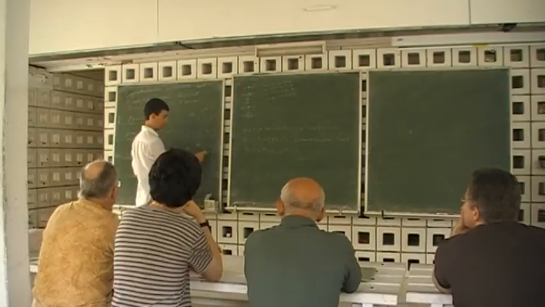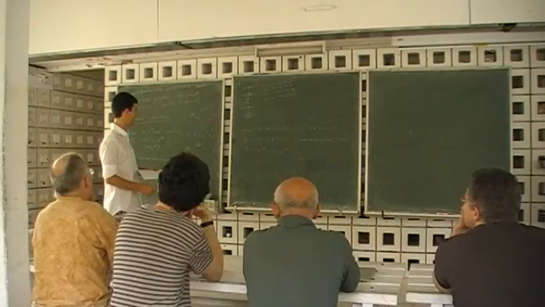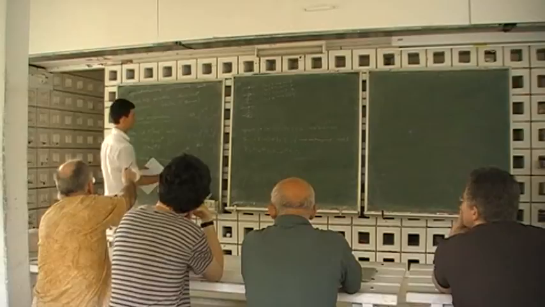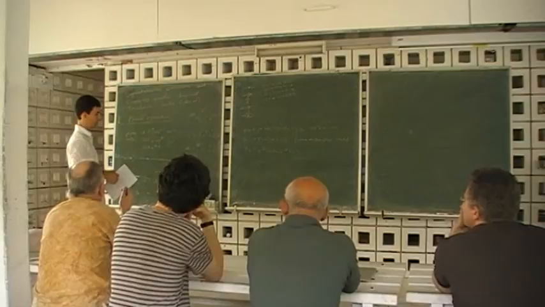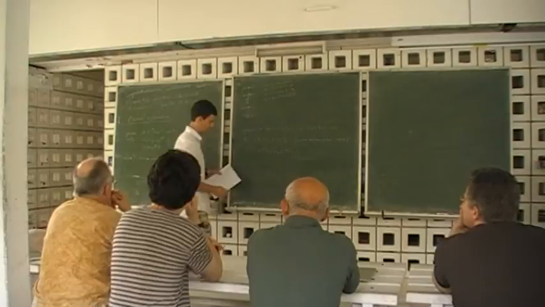This minus, I was sneaky there. You want e to the i times the eigenvalue, sorry, e to the i theta 1. There should be a plus there.